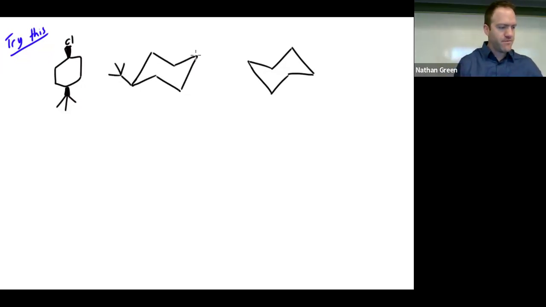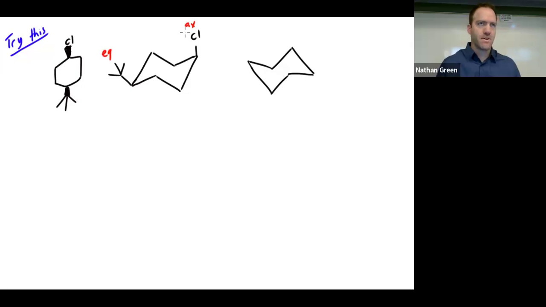One, two, three, four. On the other side, I'm going to put a chlorine over here. It is also on a wedge. At this carbon, the up position is axial up or equatorial up. This is axial up, so I'm going to put a chlorine up here. My T-butyl group is equatorial. My chlorine group is axial. You with me so far?